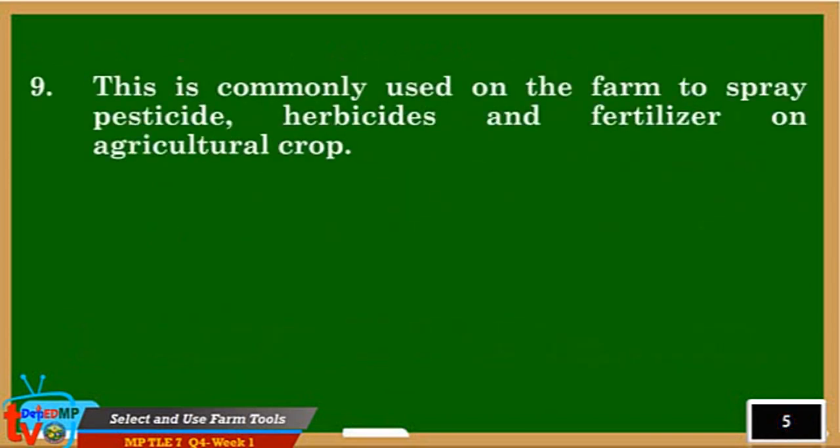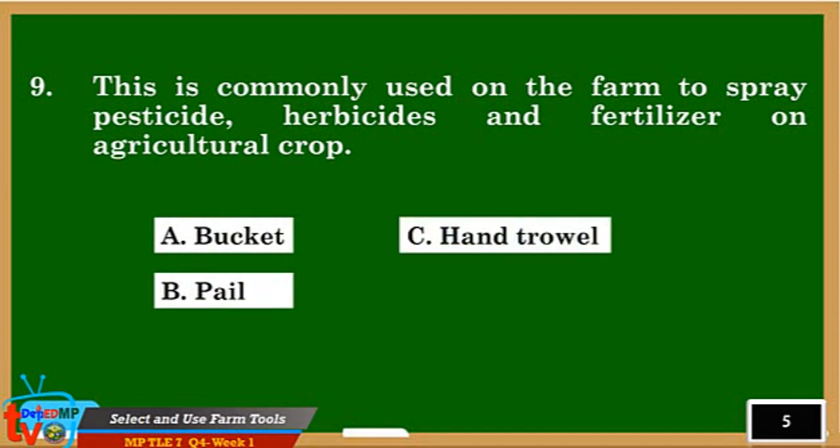Number 9. This is commonly used on the farm to spray pesticide, herbicide, and fertilizer on agricultural crop. A. Bucket. B. Pail. C. Hand trowel. D. Sprayer.